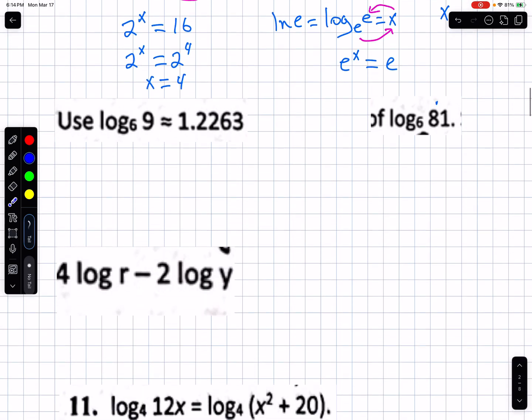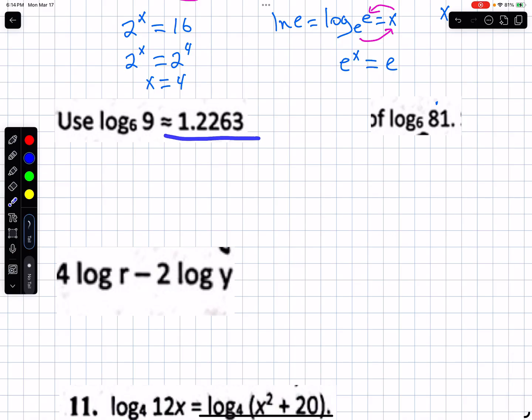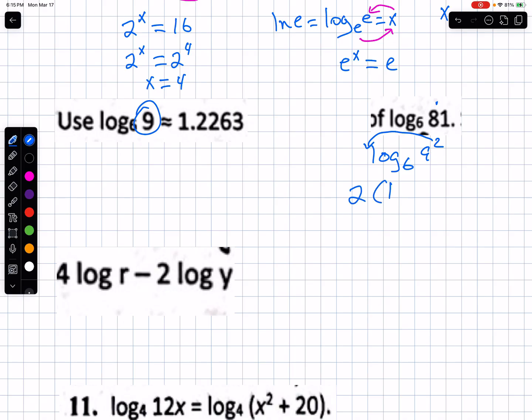All right. So this one, they give you this weird little decimal. I don't get it. It's not that big a deal, right? So I'm looking at this. Oh, I do understand this. Because to get 81, you do 9 times 9. So that's multiplication. Here's another way to do it, just in case weirdness happens. 81 is 9 squared, because I have a 9 right there. And if I take this and put it down in front, then I have 2 times log base 6 of 9.